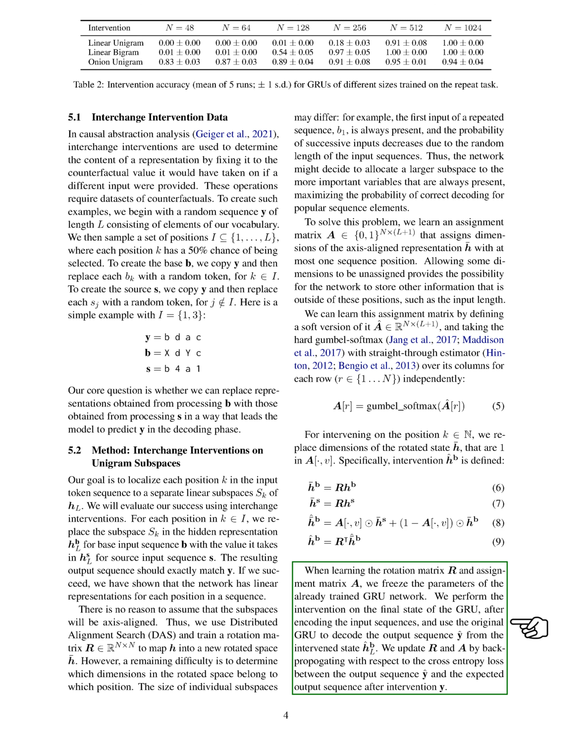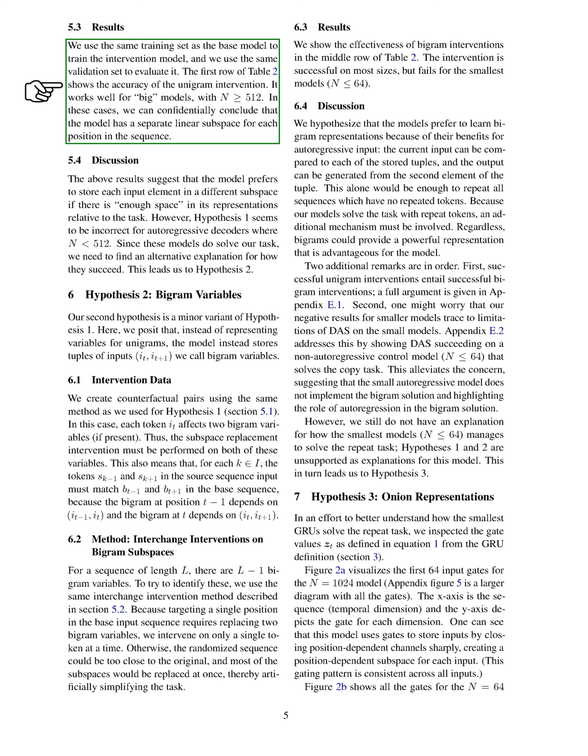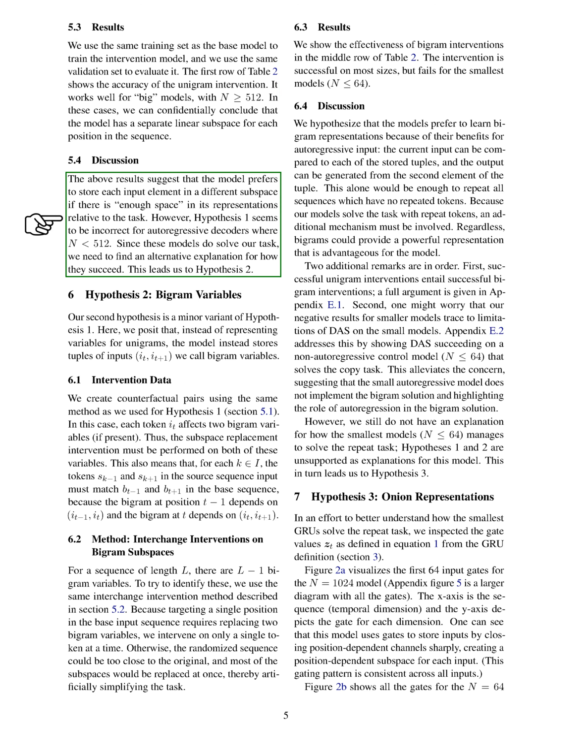We update the rotation and assignment matrices by backpropagating based on the difference between the decoded output and the expected output. For our results, we use the same training and validation sets as the base model. The accuracy of the unigram intervention shows promising results for larger models, indicating that they have separate linear subspaces for each position. However, for smaller autoregressive decoders, our initial hypothesis does not hold, prompting us to seek an alternative explanation for their success, leading us to a new hypothesis.